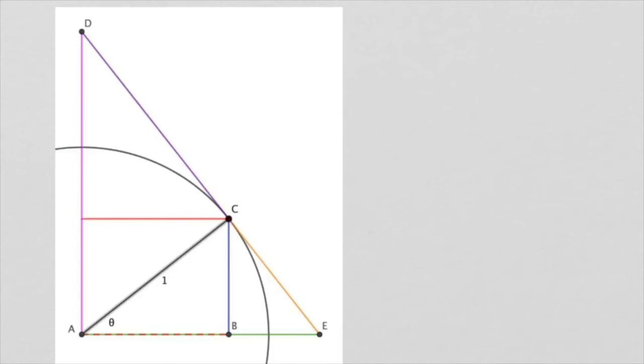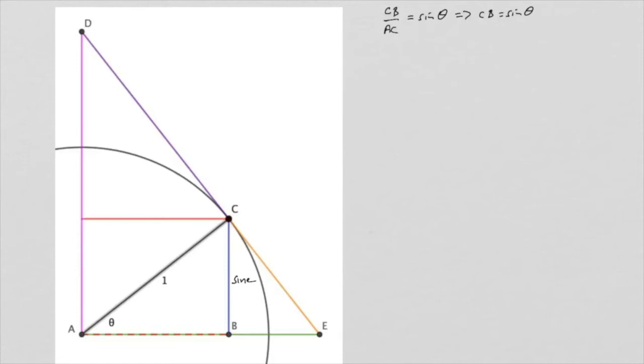We've got that CB over AC is, in relation to theta, the opposite over the hypotenuse, so that is sine theta. And since AC is 1, that tells us that CB is equal to sine of theta. So I'm just going to write sine on there because we don't need the theta. These are all related to theta.